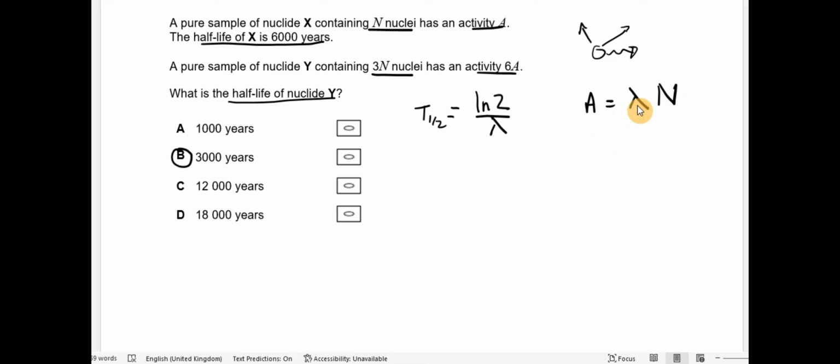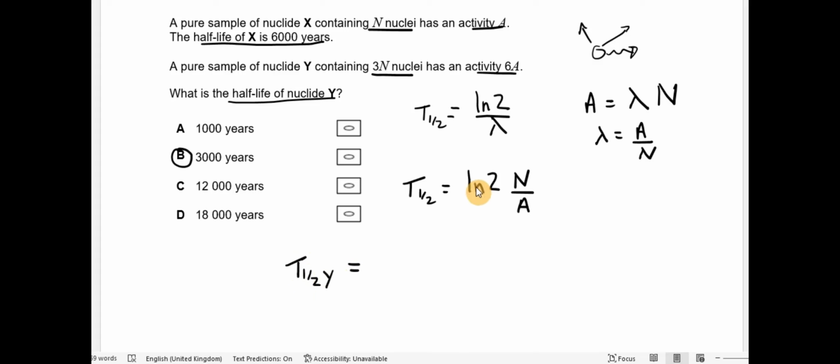So if we look here, I could rearrange this equation for the decay constant to be equal to the activity over the number of nuclei, and I could substitute A over N for lambda into this equation, and I'll get the half-life is equal to ln2 N over A. So I want to find the half-life for Y.